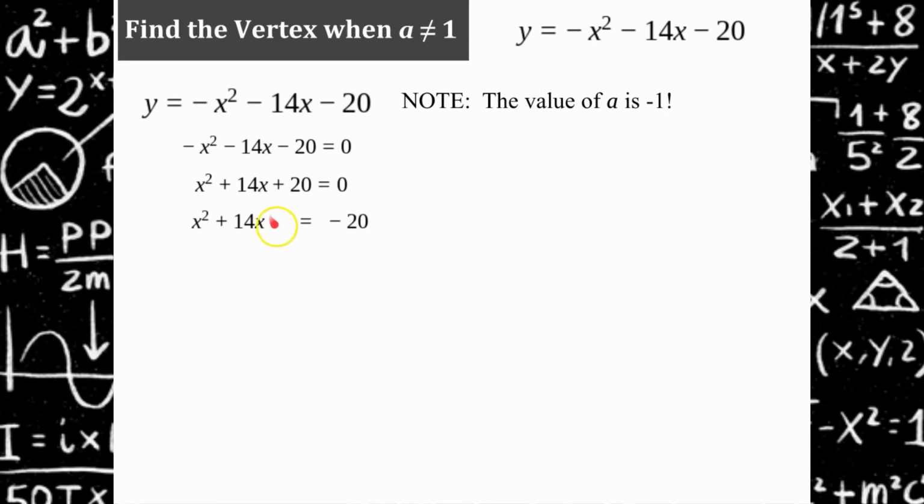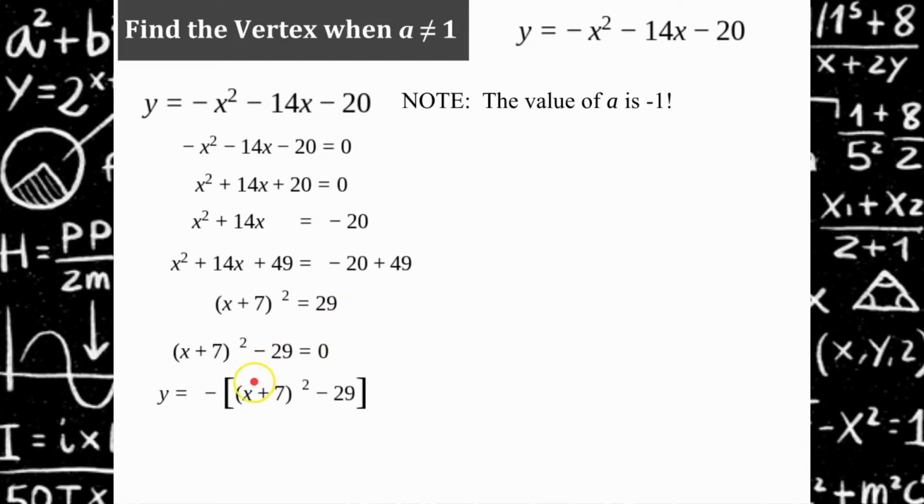So complete the square, subtract 20 from both sides. Start to create our perfect square trinomial. Half of 14 is 7. 7 squared is 49. Add 49 to both sides. Write it as your perfect square trinomial: x plus 7 squared equals 29. -20 plus 49 is 29. So this is where we stop and subtract 29 from each side.